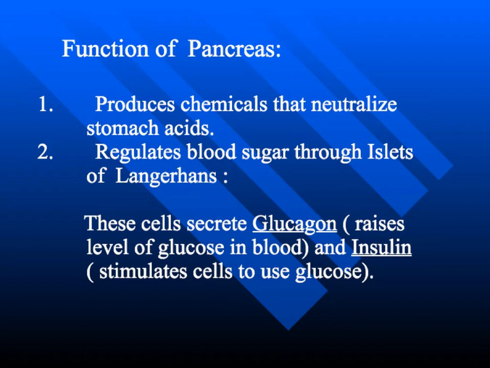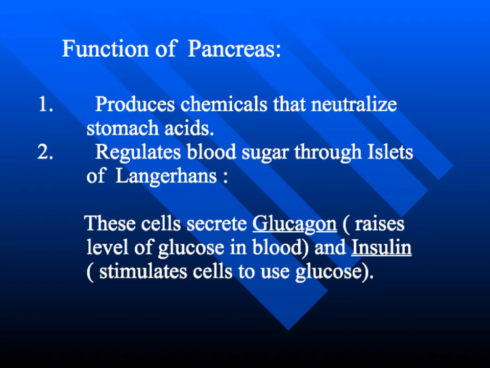What does pancreas do for us? Well, two things. It produces chemicals that neutralize the stomach acids. That's why we have the pancreatic duct that joins the common bile duct and goes into the duodenum. Number two, another very important job of pancreas is regulation of the blood sugar through islets of Langerhans, which are the cells that secrete two things, glucagon and insulin.